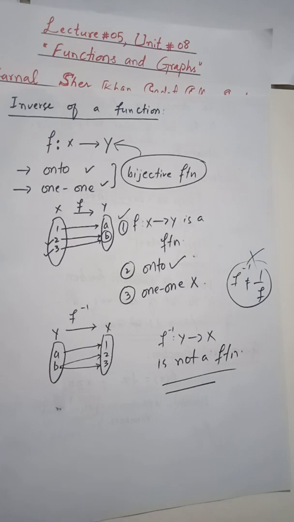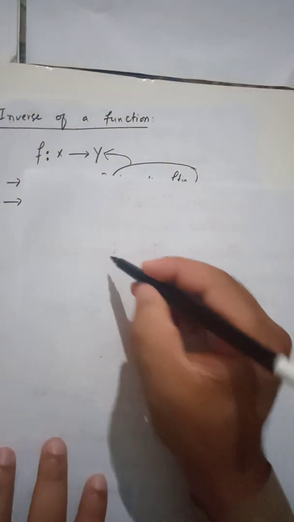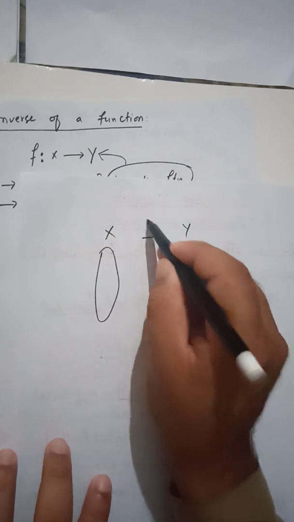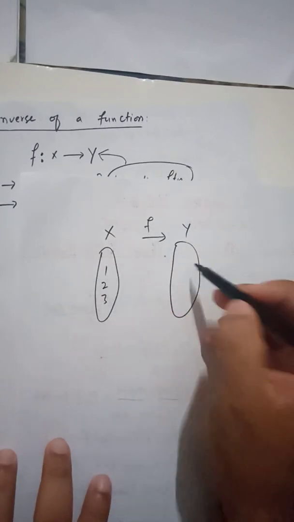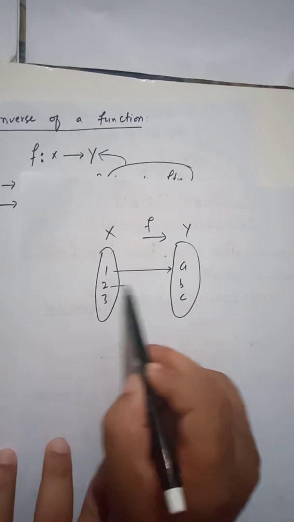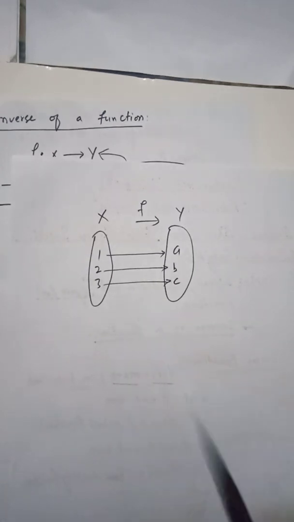Whenever a function is bijective, its inverse is also a function. For example, let's say this is x, this is y, here is f, this is 1, 2 and 3, and this is a, b and c. Map 1 with a, 2 with b and 3 with c. You see that this is a function because for each input you have a unique output.